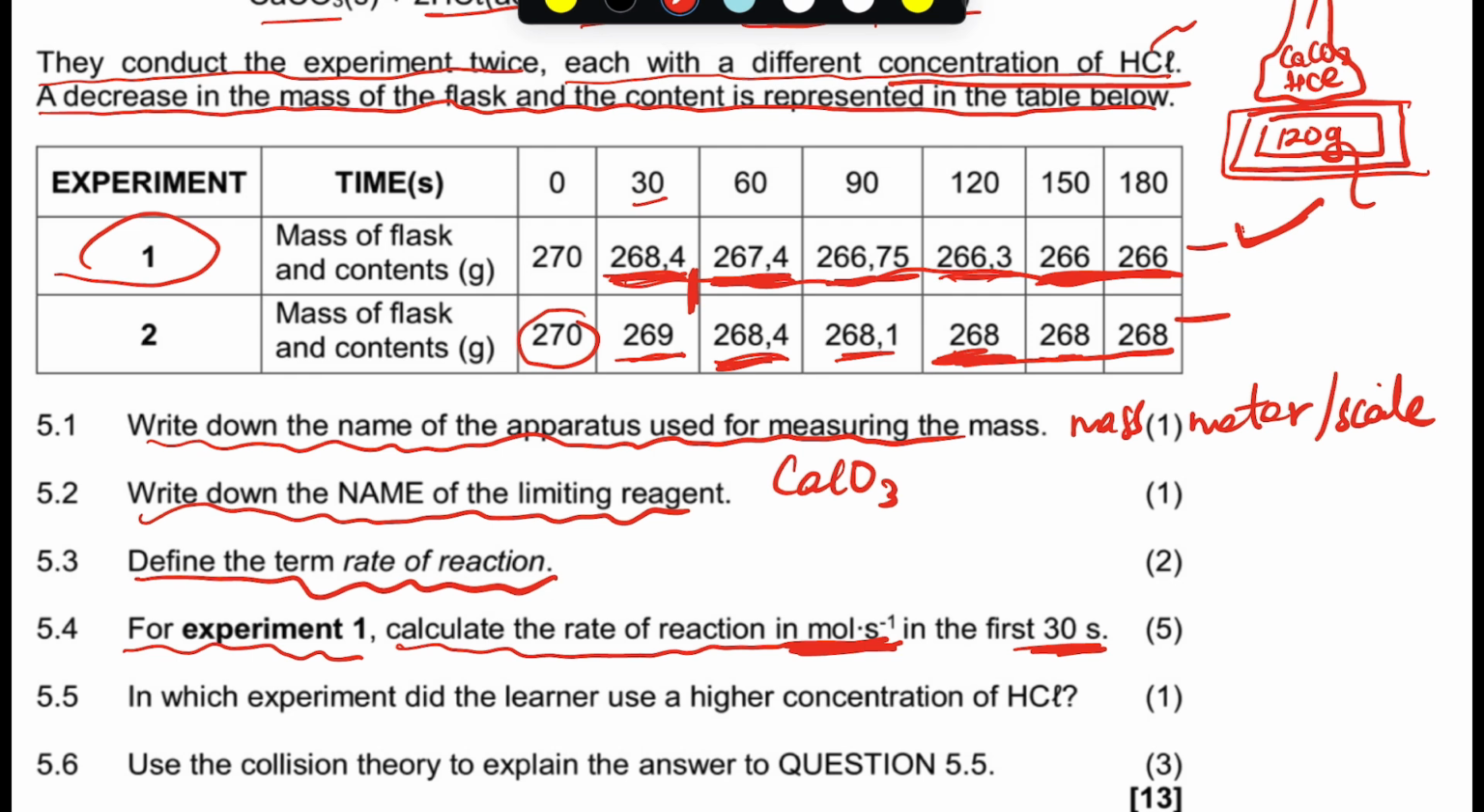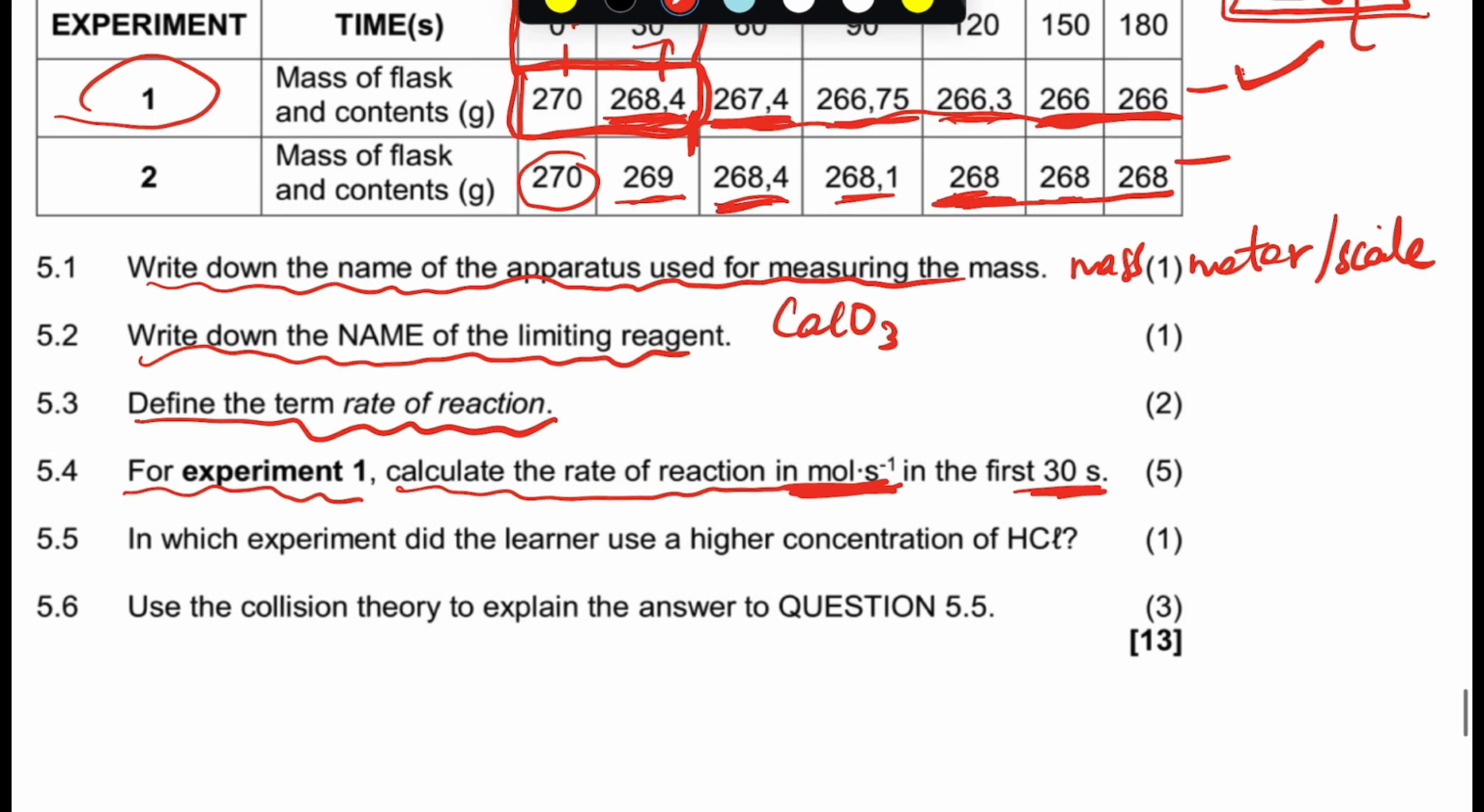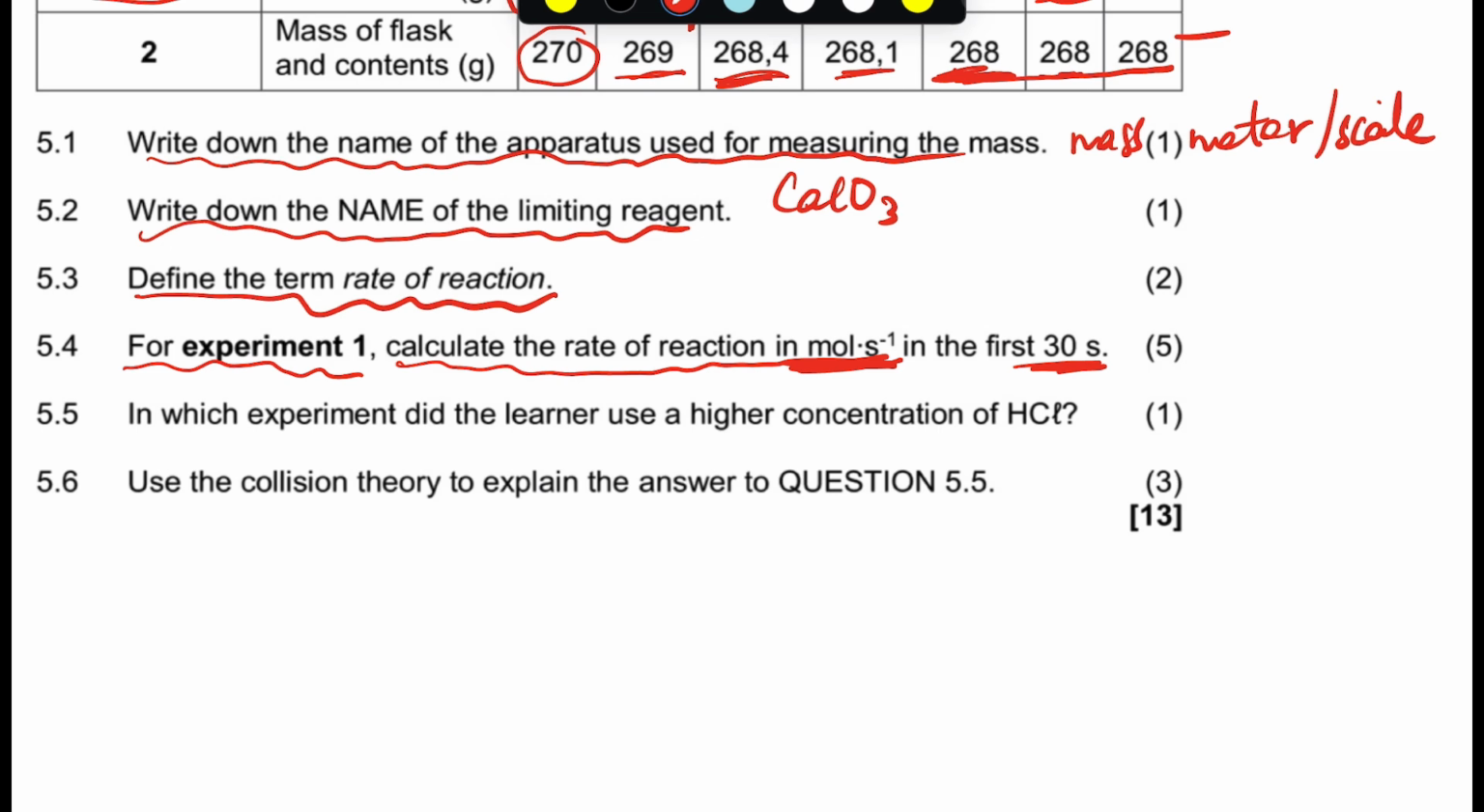But what we have here for the first 30 seconds, we're coming from 0 to 30, so we're going to look at that time. And then our masses are those two masses. That's the first 30 seconds. So this is the initial mass and this is the final mass. But now we have masses, and it has to be what?